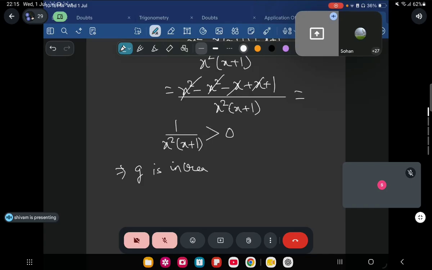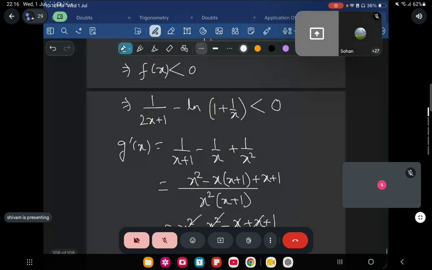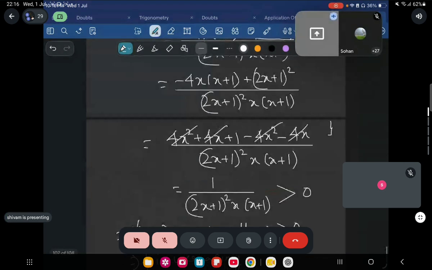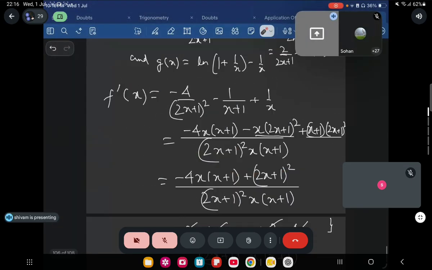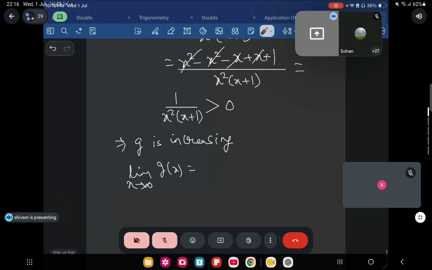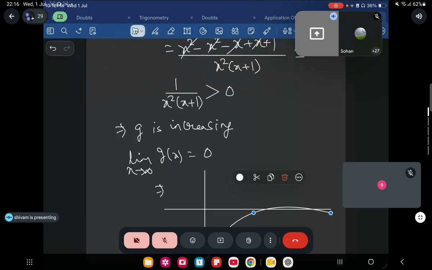Let us find out what is happening at infinity. Limit x tends to infinity, g of x will be equal to, let's see, this will be 0 minus 0. So 0 only, right? So the graph of g of x will also look somewhat like that only. The x-axis will act as a horizontal asymptote.